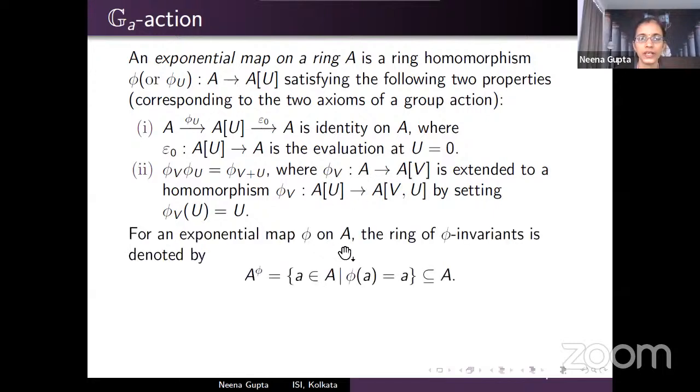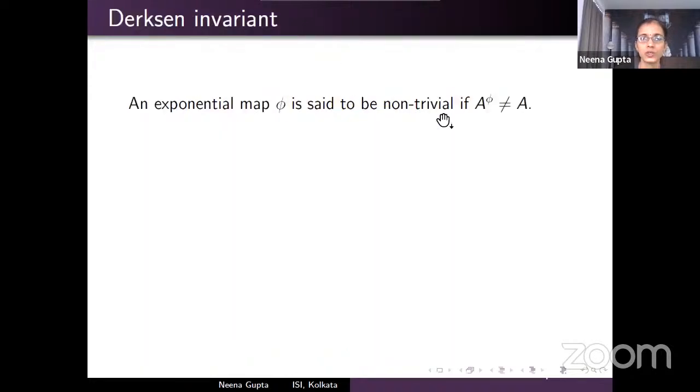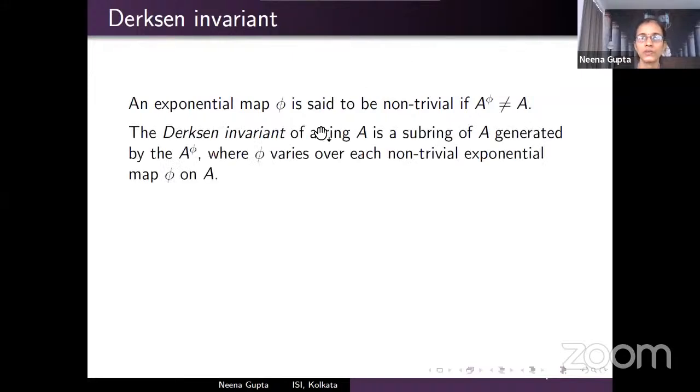For any exponential map phi on a ring A, the ring of phi-invariants, denoted by A^phi, consists of all those elements of A which are fixed by phi. So it is a subring of A. For example, if I consider this exponential map from K[x] to K[x][u] defined by sending x to x plus u, then phi is an exponential map, and this ring of invariants is clearly only the constants. An exponential map phi is said to be non-trivial if this ring of invariants is not the whole ring A, and the Derksen invariant of a ring A is the subring of A generated by all those A^phi.